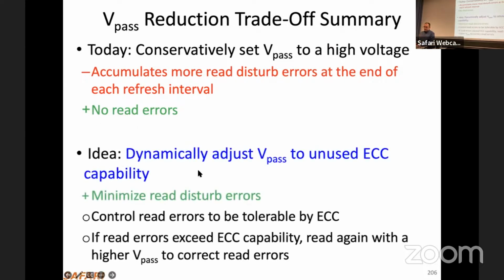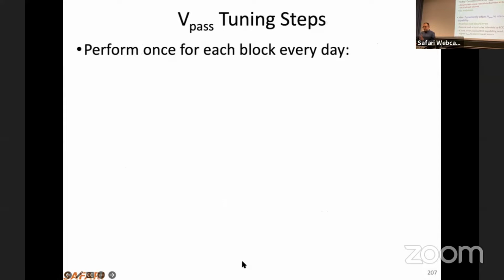Our idea is that we want to dynamically adjust VPass according to unused ECC capability, and that can minimize read disturb errors, but it comes at some cost. You need to control read errors to be tolerable by ECC, and that's the key. If read errors exceed ECC capability, then you need to read again with the higher VPass to correct read errors. So that's the technique.